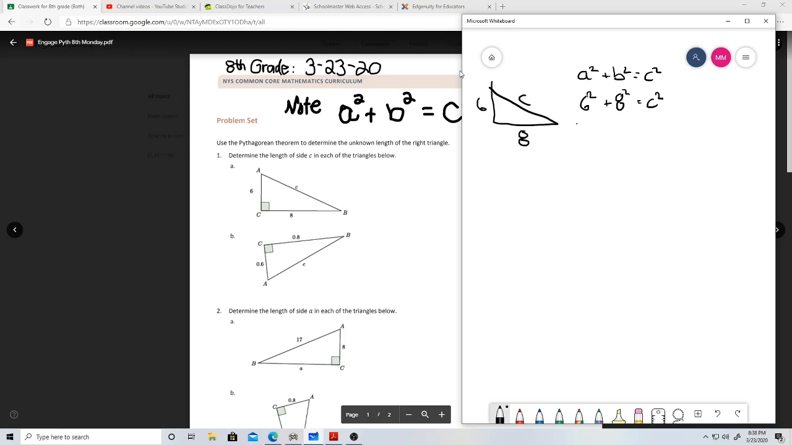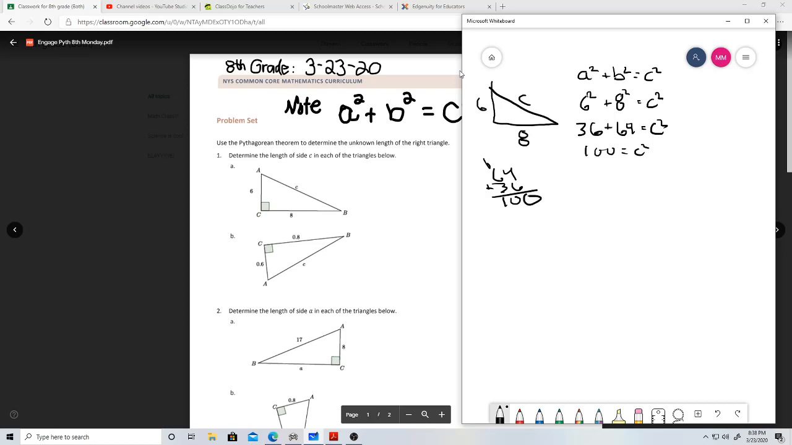What's 6 times 6? 36. 8 times 8, 64 equals C squared. 36 plus 64. Again, if you don't know, add. And if you do know, I would still say add because you just want to make sure you always get things right. 6 plus 4 is 10. Carry the 1. 6 plus 1 plus 3 is 10. And then what we end up with is 100 equals C squared.